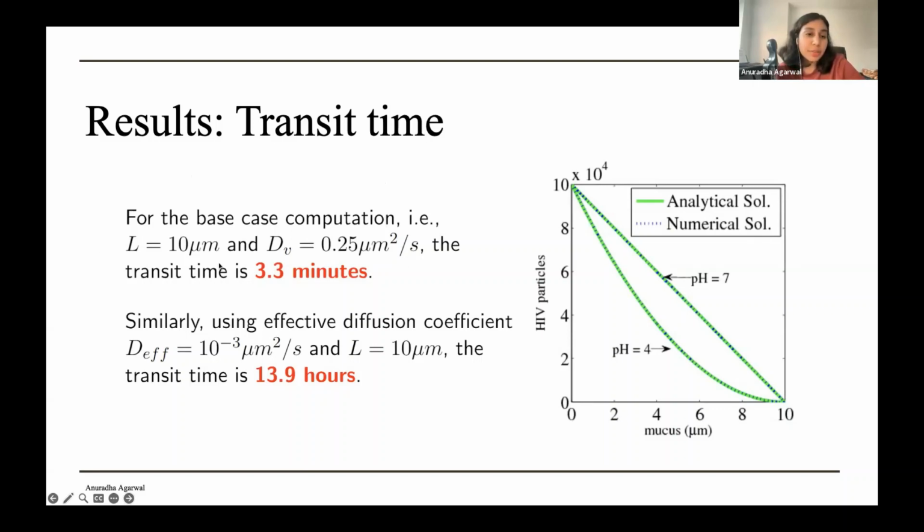So for the base case computation where pH equals 7, which is neutral, and our length is 10 micrometers, we have our diffusion coefficient as 0.25 micrometers squared per second. We get the transit time as 3.3 minutes. And similarly, using effective diffusion coefficient 10 to the power negative 3. So this is when we have our pH equals 4, which is the acidic state. And same length again is 10 micrometers. We get the transit time as 13.9 hours. So here we can clearly see that we have all of this extra, almost 13.8 hours to intervene and make sure that the virus doesn't reach its target.